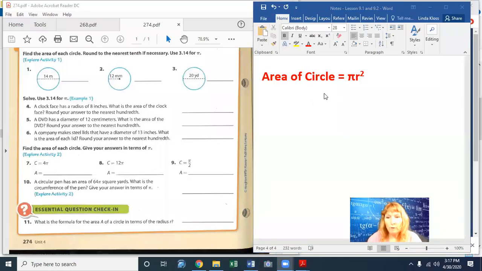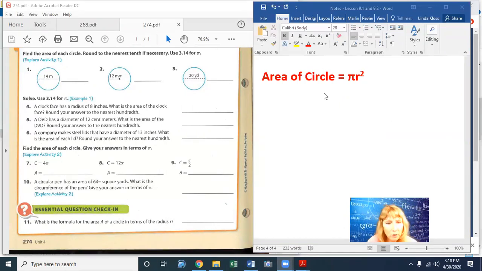Okay, here's the formula for the area of a circle. It's pi r squared, and in your book on page 273 it works you through that, and on page 271 it works you through how that formula is derived. I don't want to make the video too long and go over that, but next year if you really want to know how to derive the formula for the area of a circle, I will be glad to show you that for sure. So in the meantime, we're just going to plug ahead here on page 274.